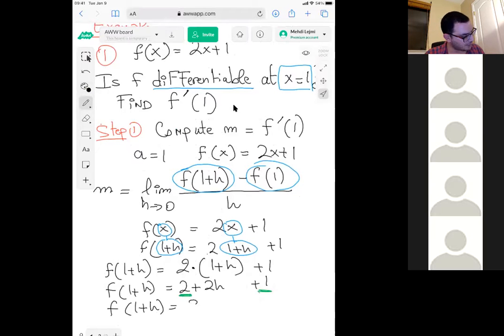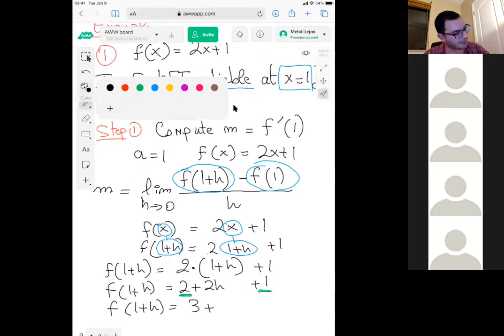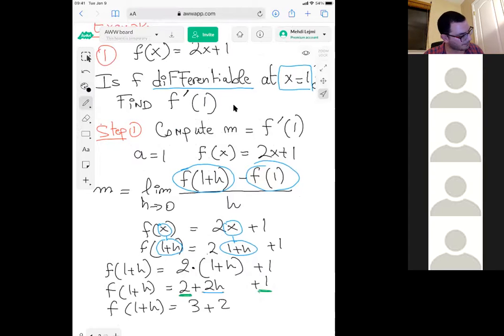So that's equal to 3 plus, and then you have this 2h here. So that's 3 plus 2h. Now, we need to compute f of 1, right? We compute f of 1 plus h. Now we need to compute f of 1.